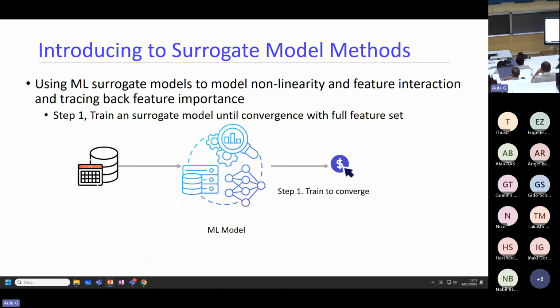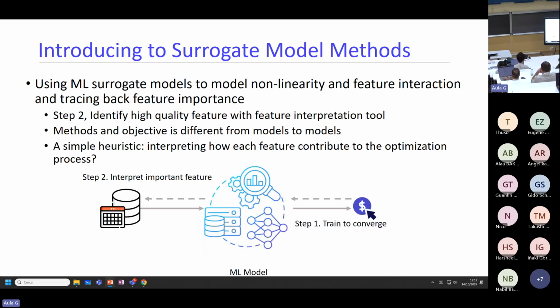We first use a machine learning model as a surrogate to build the nonlinear relationship between our feature and our target. That's the first step. We train it to converge. And then we use some interpretation method to know how each feature contributes to the final prediction objective.